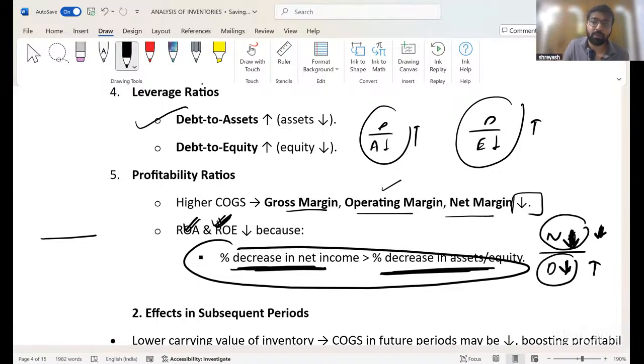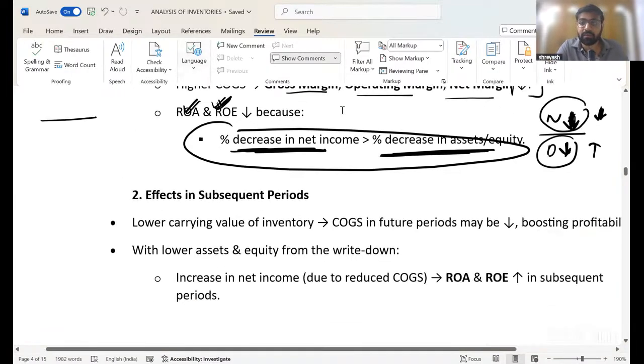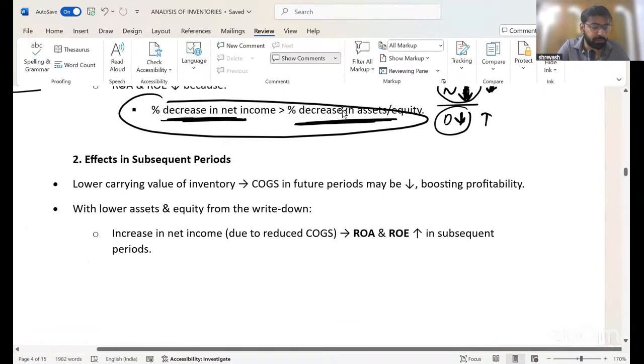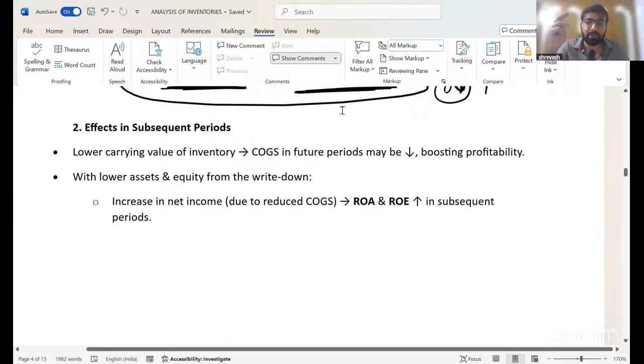And ultimately, if the numerator is falling more than the denominator, the effect of the numerator is going to supersede the effect of the denominator. And ultimately, what will happen? Ultimately your ratio will decline because the numerator is falling by a lot more. So I hope you guys have been able to comprehend this very well. Sir, what happens in subsequent periods?